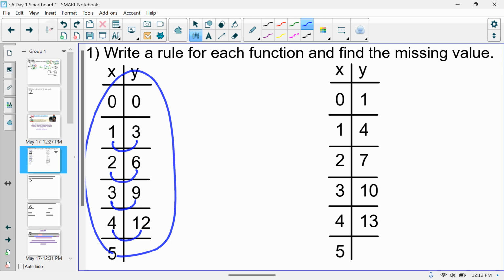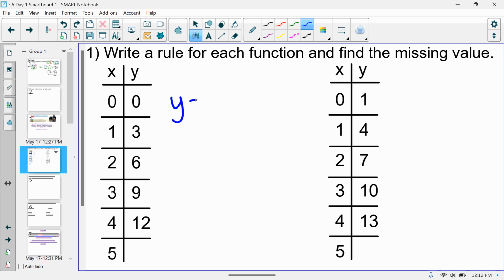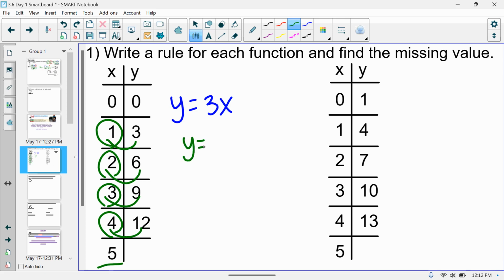Yeah, so our rule could look like this. Y equals 3 times X. Like, do you agree that we're taking the X times 3? Because 1 times 3 is this, right? 2 times 3 is 6. 3 times 3 is 9. 4 times 3 is 12. So if we had 5 for X, we could just fill in 5 in place of X. So 3 times 5, 15, okay? So once you know the rule, it's easy to find the output if you have the input. Are you with me so far?